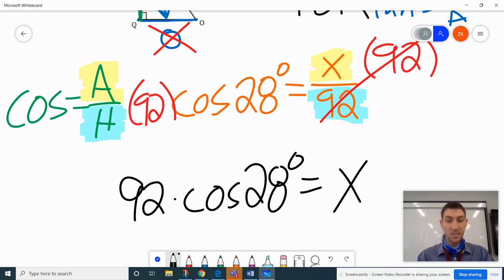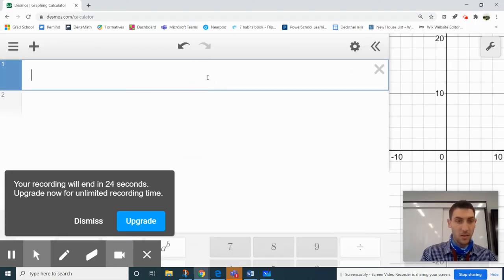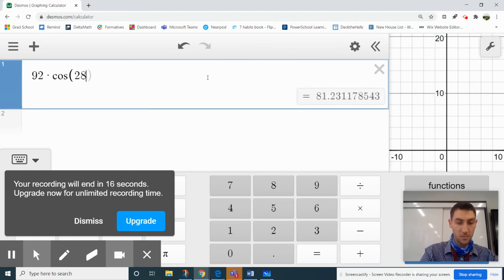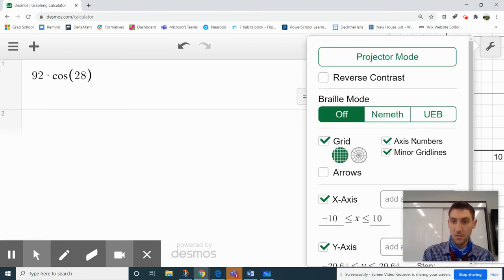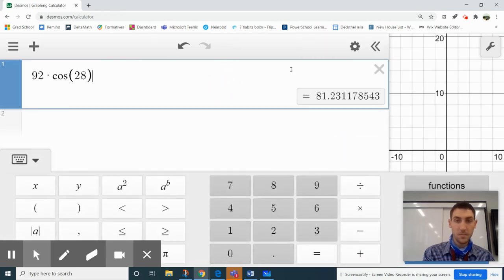So we can, from this step, go to our calculator and plug it in. So I can plug in 92 times the cosine of 28 degrees. It is very important here that you are in degrees on your calculator. So check here. You should be in degrees. 81.2 is your final answer.